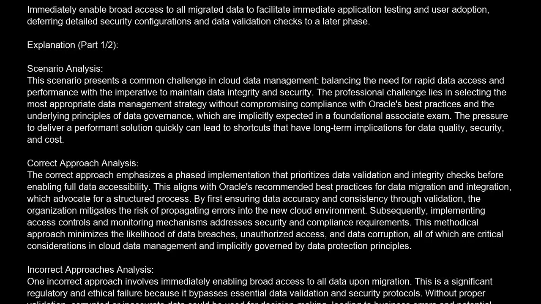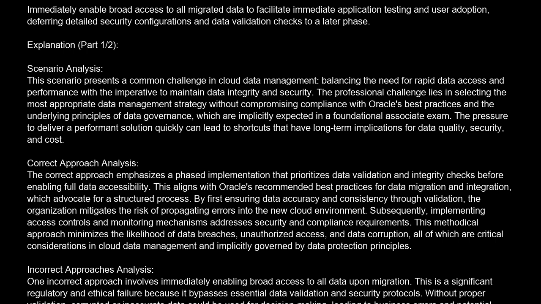Explanation. Scenario analysis. This scenario presents a common challenge in cloud data management, balancing the need for rapid data access and performance with the imperative to maintain data integrity and security. The professional challenge lies in selecting the most appropriate data management strategy without compromising compliance with Oracle's best practices and the underlying principles of data governance, which are implicitly expected in a foundational associate exam. The pressure to deliver a performance solution quickly can lead to shortcuts that have long-term implications for data quality, security, and cost.